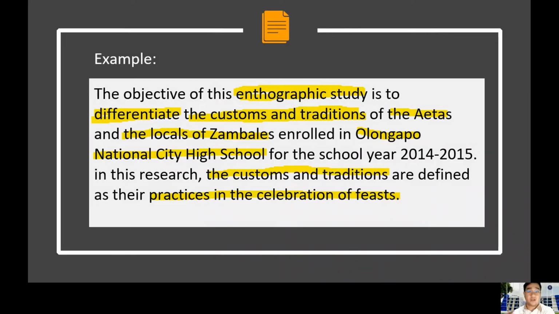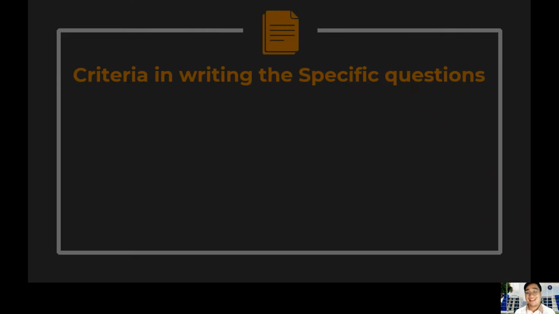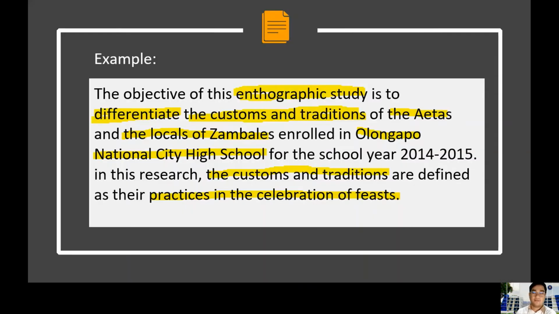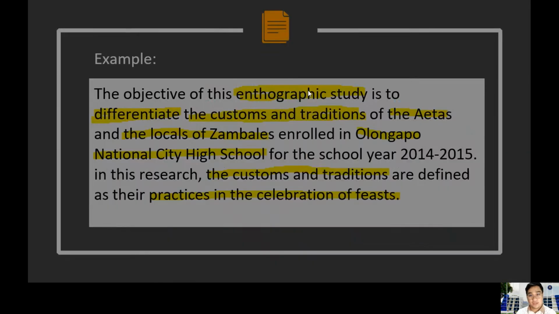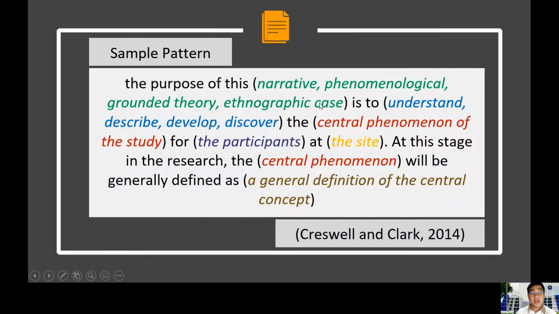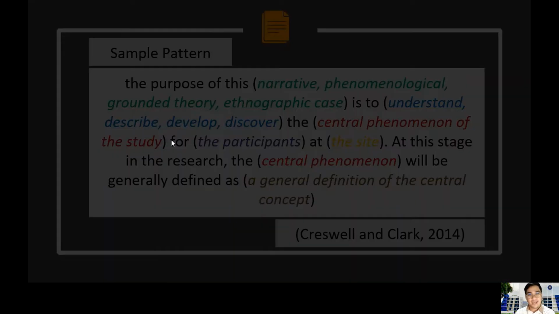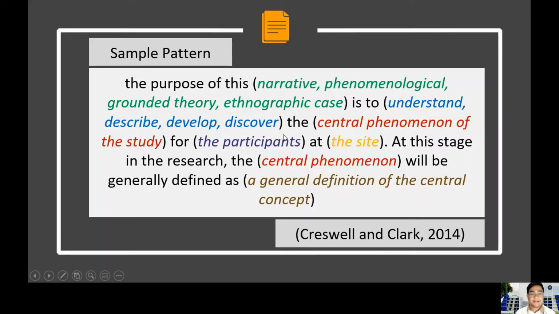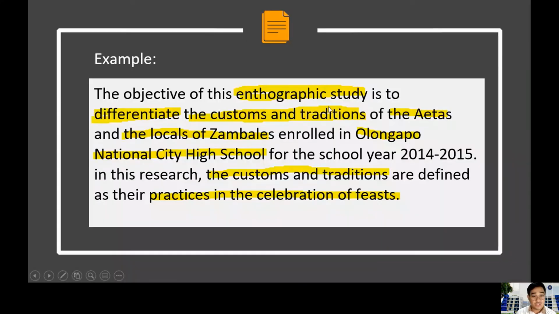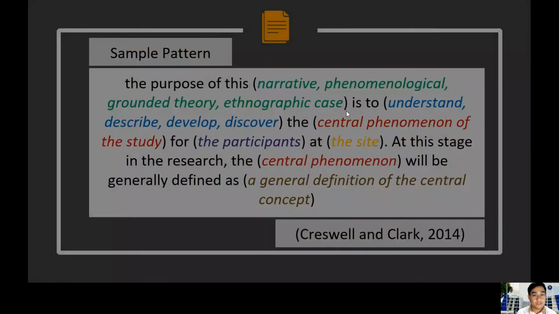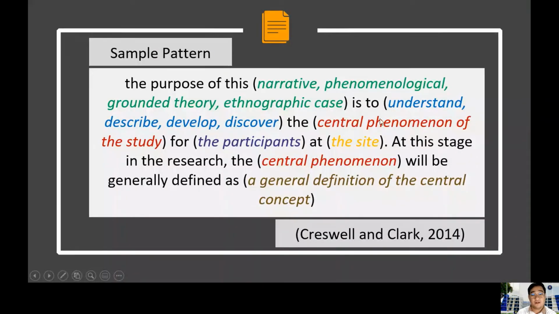What we'll be doing is going back and forth between these two slides to compare both of them. Again, the objective of this ethnographic study, your type of qualitative research, is to differentiate the customs and traditions. This is your most important variable, the central phenomenon of the study.